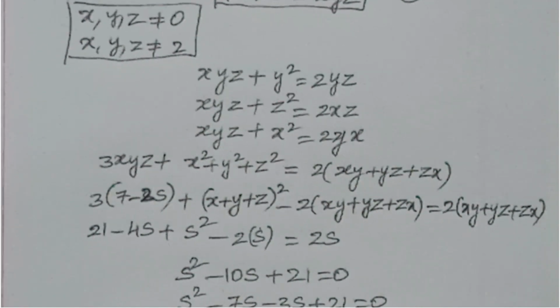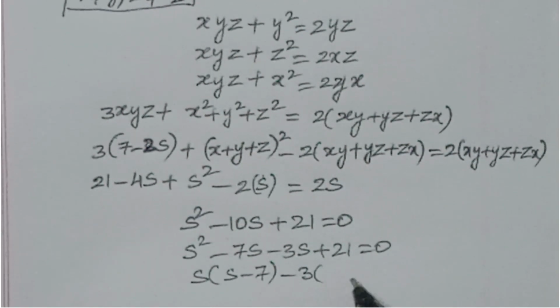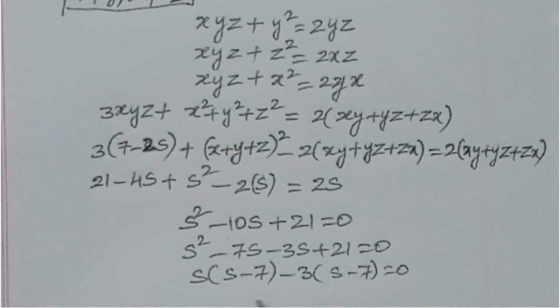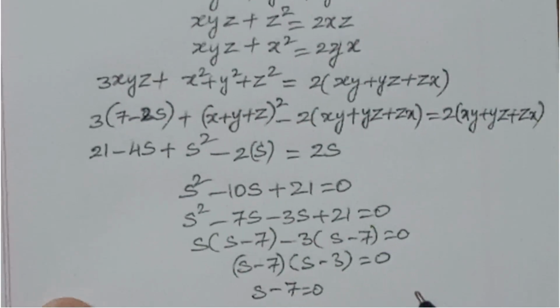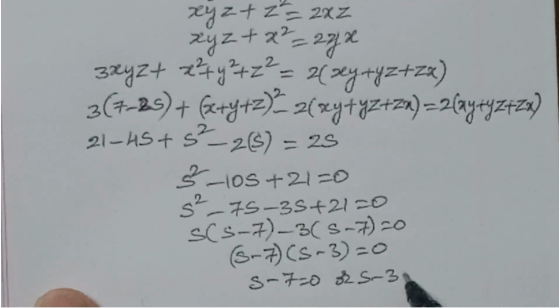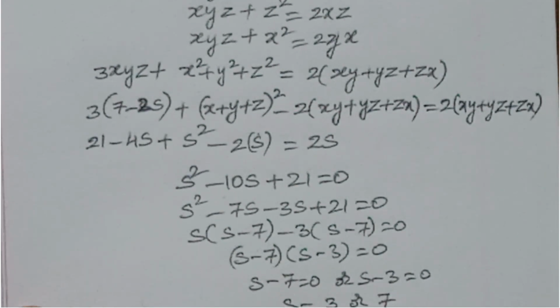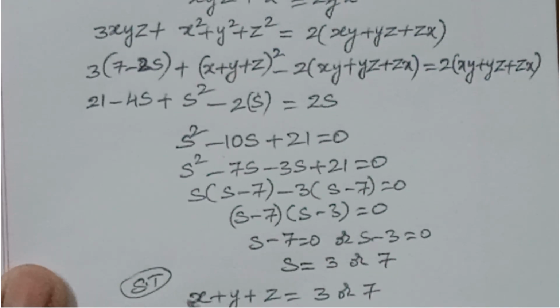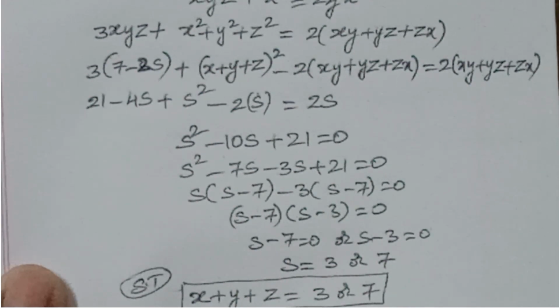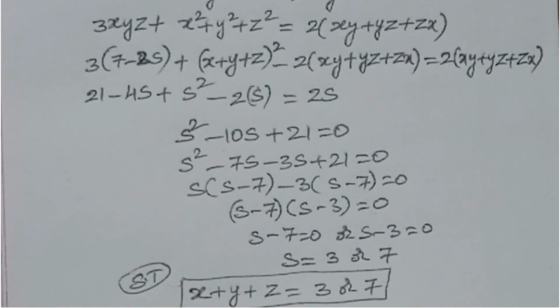S into S minus 7 minus 3 into S minus 7 equal to 0. S minus 7 into S minus 3 equal to 0. S minus 7 equal to 0 or S minus 3 equal to 0. S is equal to 3 or 7. So what is the S value? x plus y plus z is equal to 3 or 7. So he is asking to show that x plus y plus z is equal to 3 or 7.